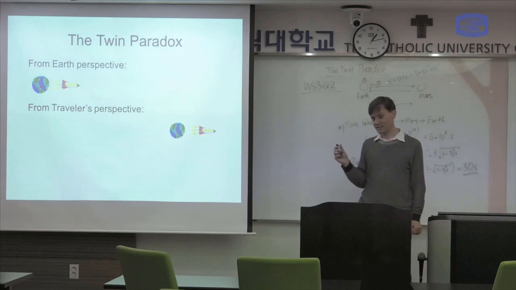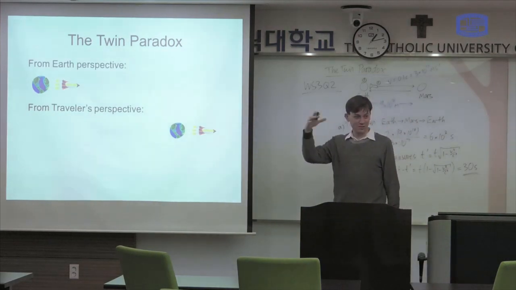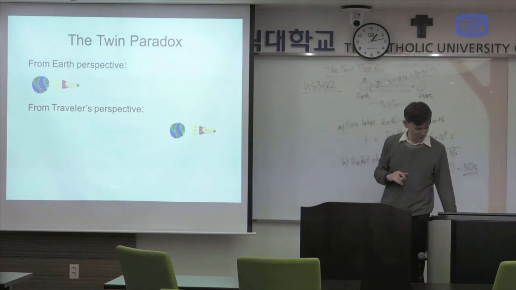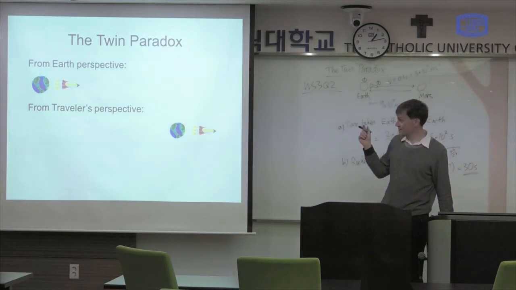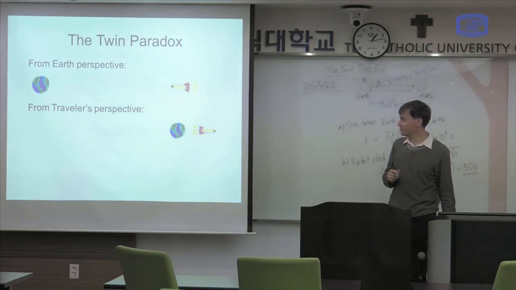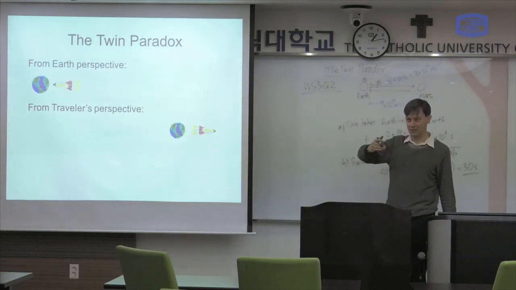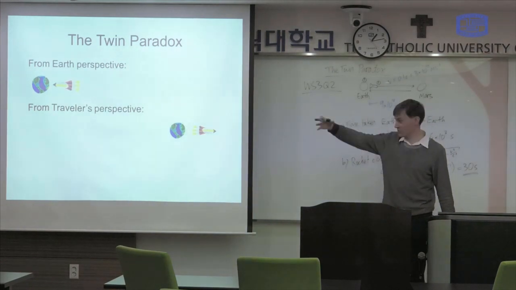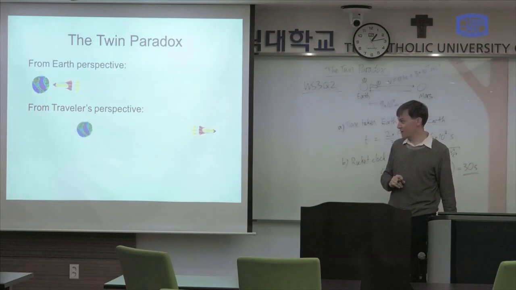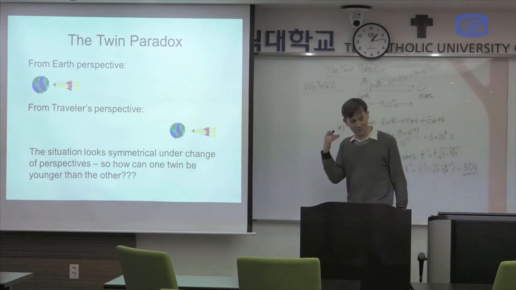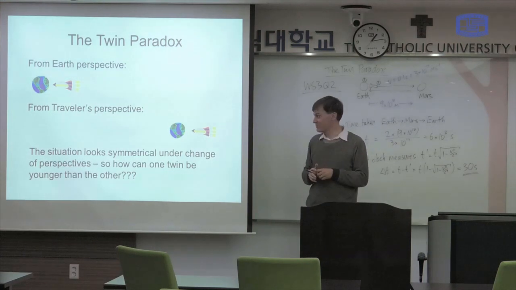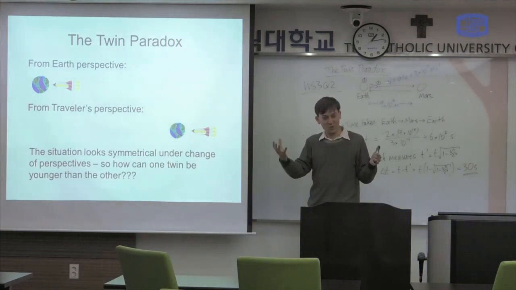Now the paradox lies in the apparent symmetry between the two twins' perspectives. The perspective of the twin on the Earth is this: he sees his twin in the rocket go out, then turn around and come back. From the perspective of the twin on the rocket, he sees the Earth go away, right? So he sees the Earth go out and come back. So this situation looks symmetrical, right? It looks like both observers experience the same or equivalent things.